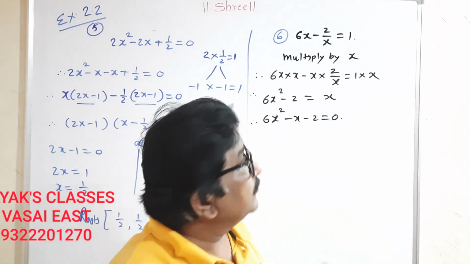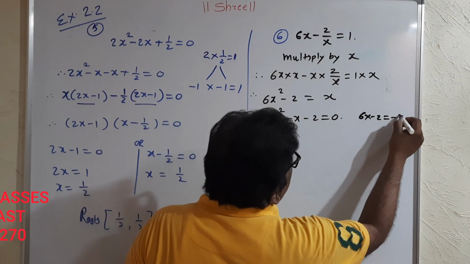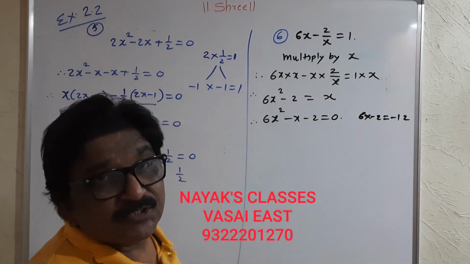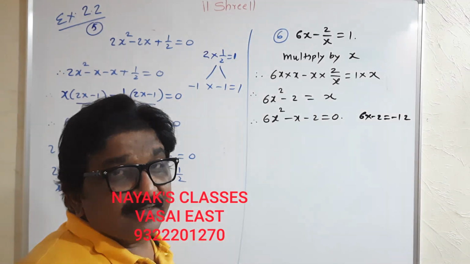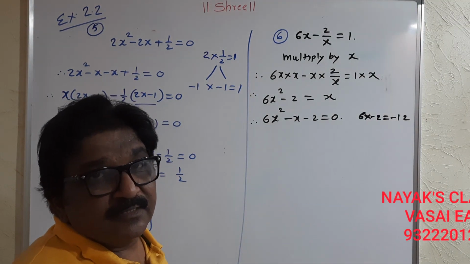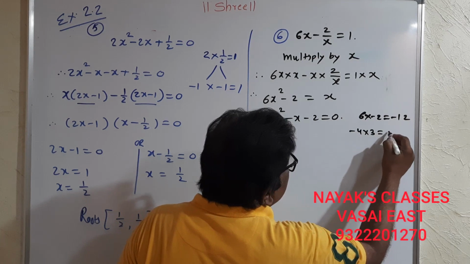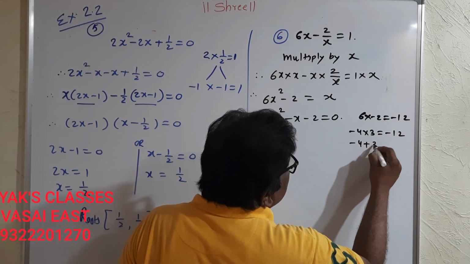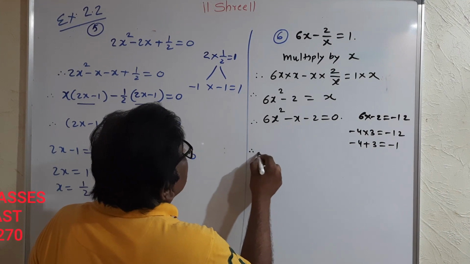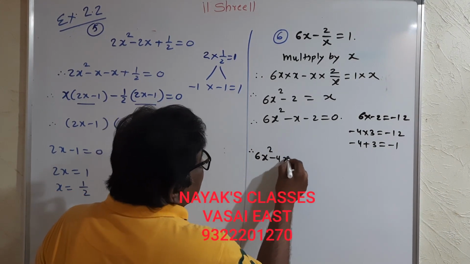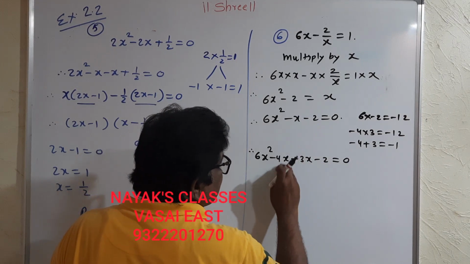So, it is first term into last term. So, 6 into minus 2 is equal to minus 12. If you understood these things, then definitely you will understand all the factorizations. So, minus should be there. So, minus 4 into 3 is equal to minus 12 and minus 4 plus 3 is equal to minus 1. Taking these numbers, we will get 6x square minus 4x plus 3x minus 2 is equal to 0. Otherwise, 3 this side and 4 that side.